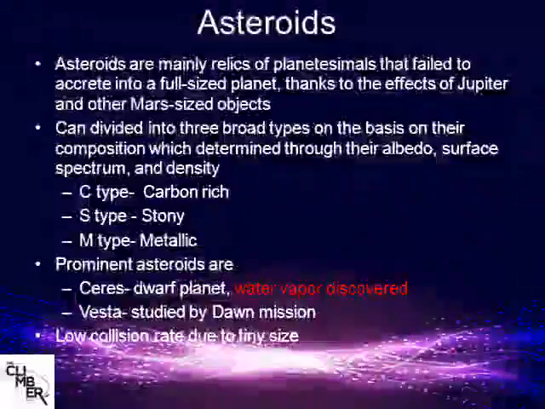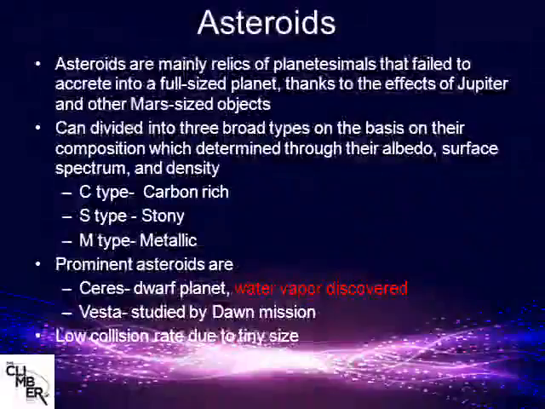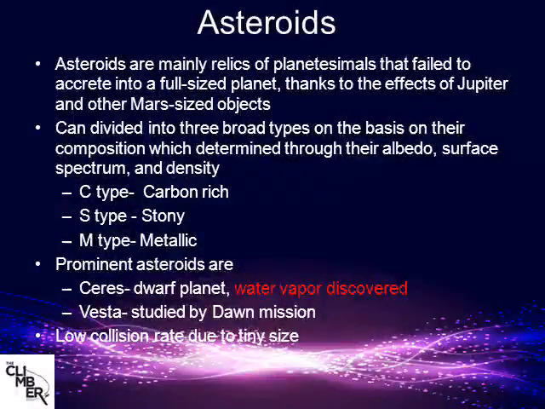Millions of bodies within the young Sun's nebula never grew large enough to become planets. They are now called asteroids. So their composition is determined by primarily three things: their surface reflectivity or albedo, their spectrum, and their density. And their types include the C type, which is carbon rich, the S type, which is stony in nature, and the M type, which is metallic in nature.